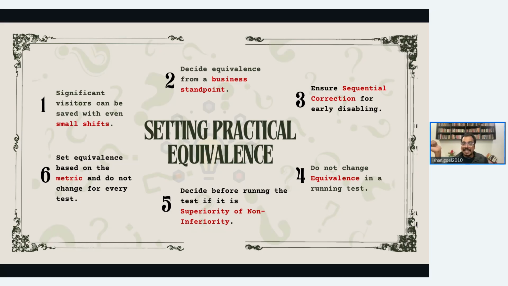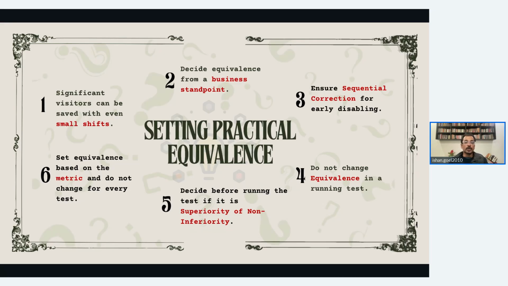Secondly, decide equivalence from a business standpoint. You should ask yourself, what is that equivalence level below which I do not have a business value for an uplift? Generally, when I say 1% or 2%, I mean 1% or 2% of the baseline average. If my baseline average is 10%, then 2% of 10% is 0.2%. And I should define a range so that I do not care about uplifts below 10.2%, something of that sort. If you are early disabling or early deploying, you should ensure sequential correction.